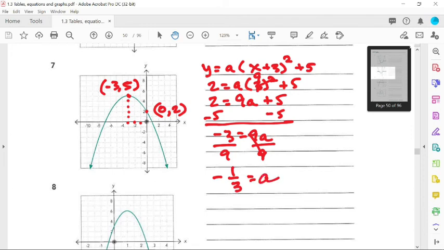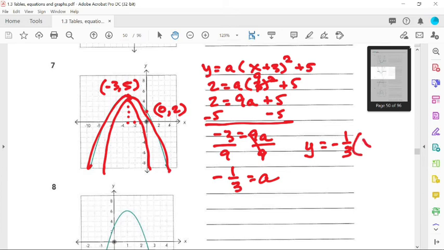It doesn't matter if it doesn't make any sense, as long as you can clearly do it. So a equals -1/3. I knew it was going to be negative, because it's a frowning face, going down, so it's upside down. It looks a little wider than your standard one, so it should have been a fraction. And we get y equals -1/3 times x plus 3, quantity squared, plus 5.